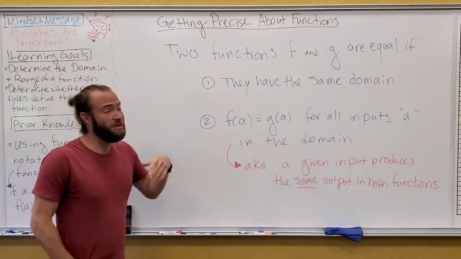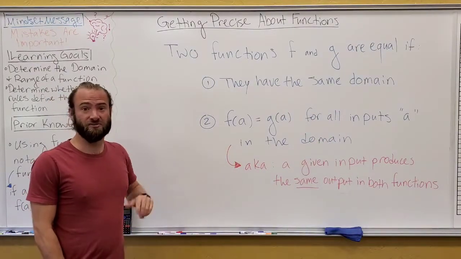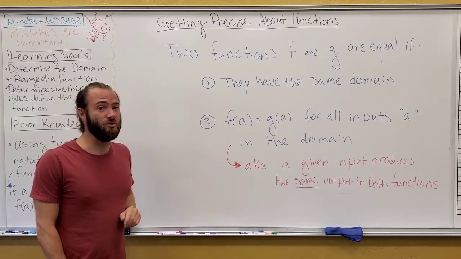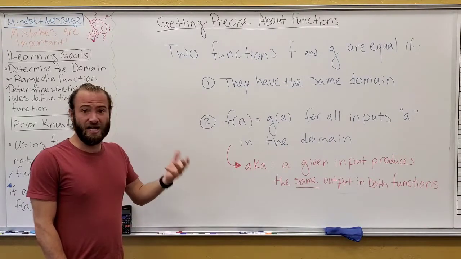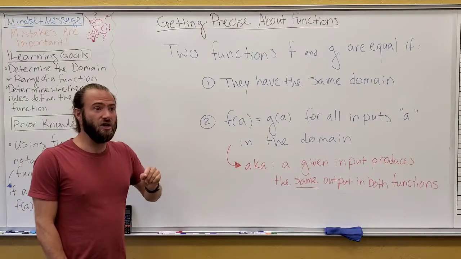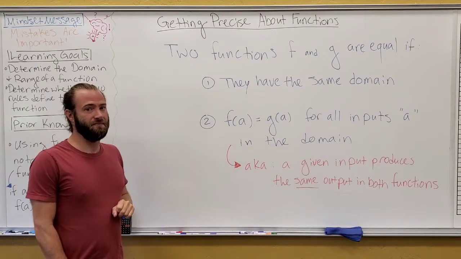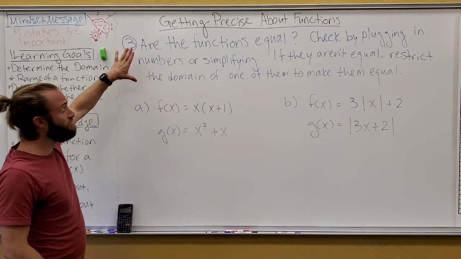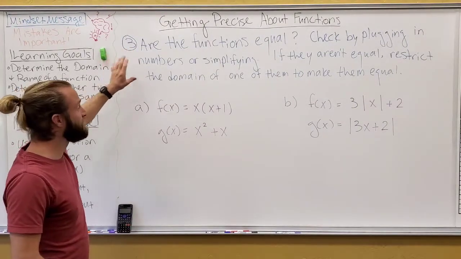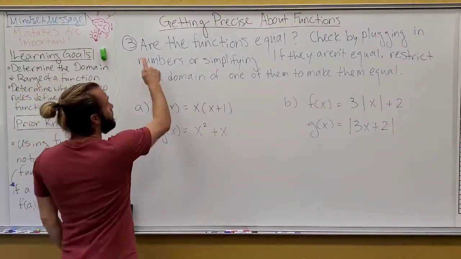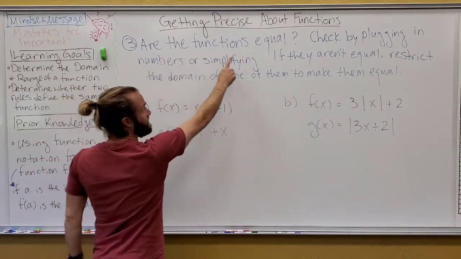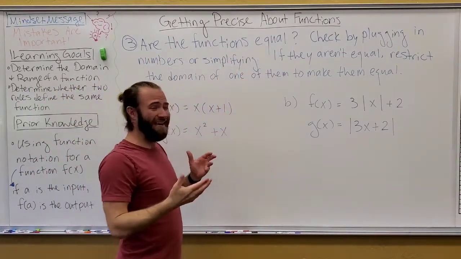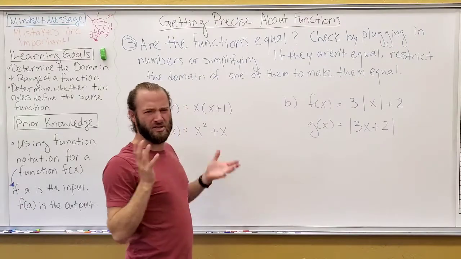So let's actually do a check on some various functions that may or may not look equal and decide if they're equal, and if not, we'll tweak them a little bit. So for our next round of examples, here are the instructions. Make sure this is clearly written because this is very important. So we want to answer the main question, are the functions equal? That's the main thing. And in order to actually check that, there's a couple ways you could do it.